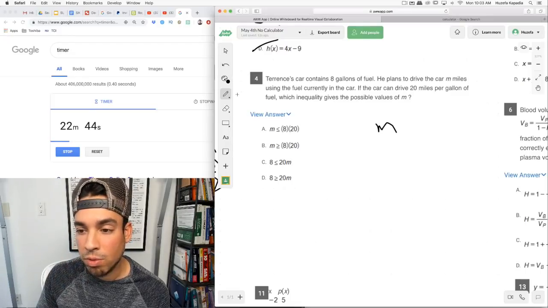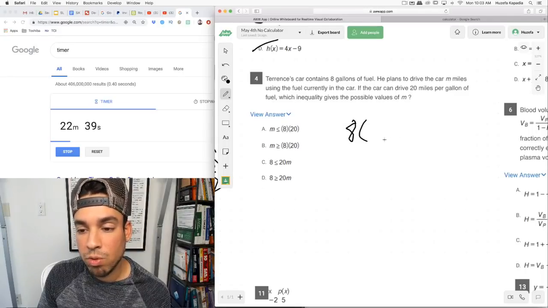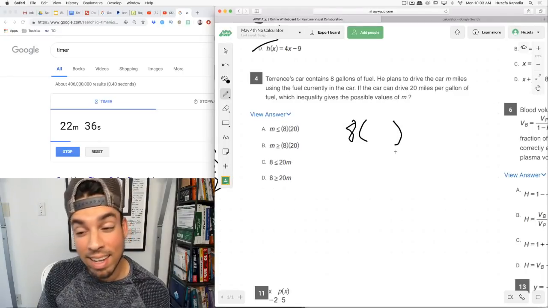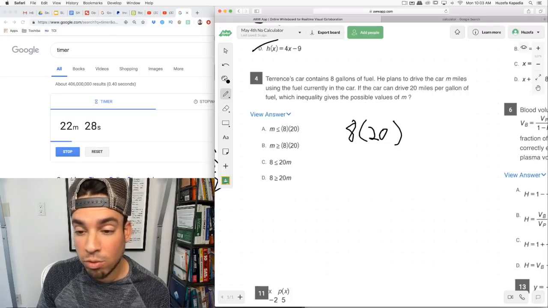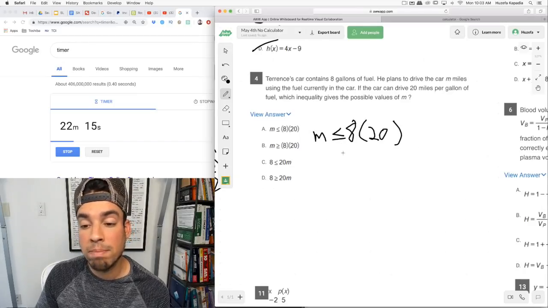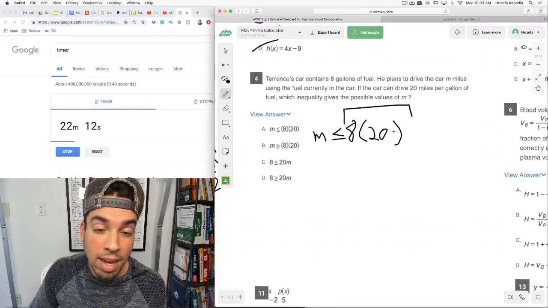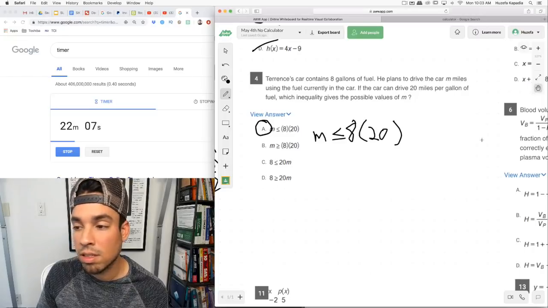Hold on. 8 gallons of fuel, and he can drive. No, that's totally wrong. Excuse me. That should have been gallons times 20, not miles. So it's 8 times 20 is the total miles that he can drive. Because if he had 1 gallon, he could drive 20 miles, 2 gallons, 40, and he's got 8 gallons. Miles can be less than or equal to that, because the max the miles could be is 160, since that's the amount of gas he has. So m is less than or equal to the product of these.